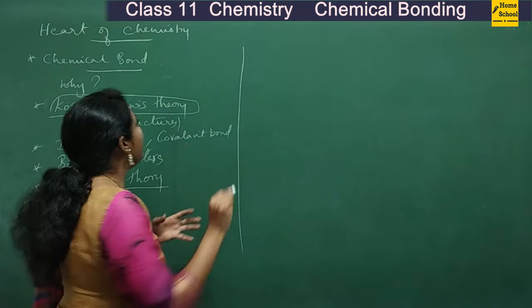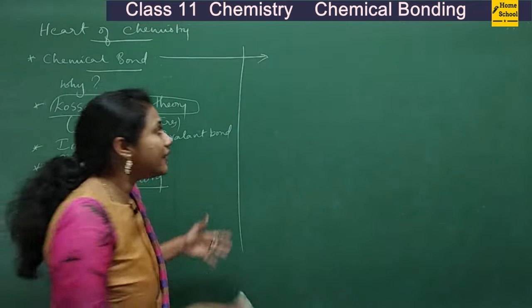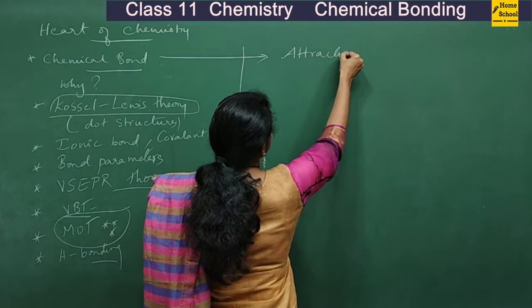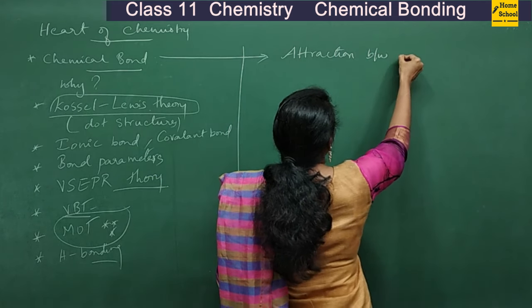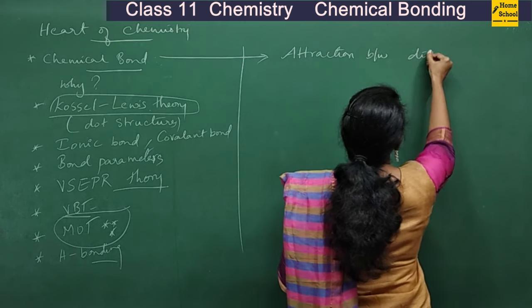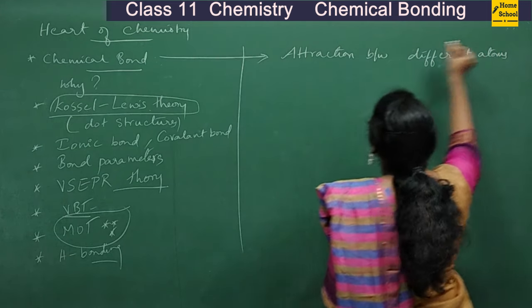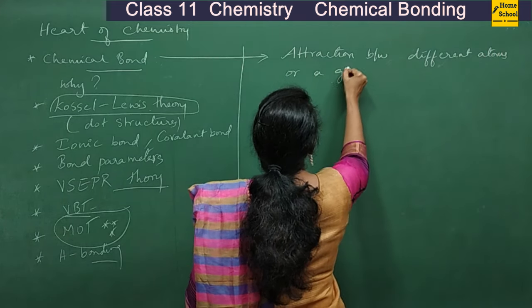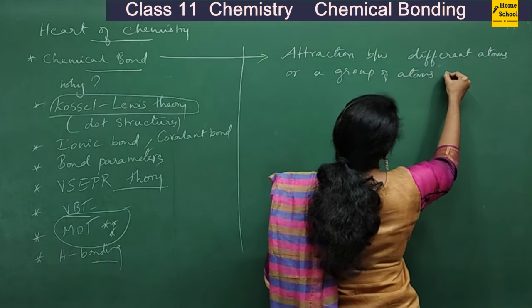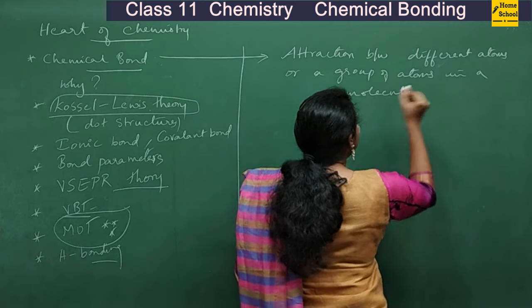Coming to a chemical bond, if you ask me to define a chemical bond, I can define it this way. It is nothing but a kind of attraction between different atoms or a group of atoms in a molecule or a compound. That is called a chemical bond.